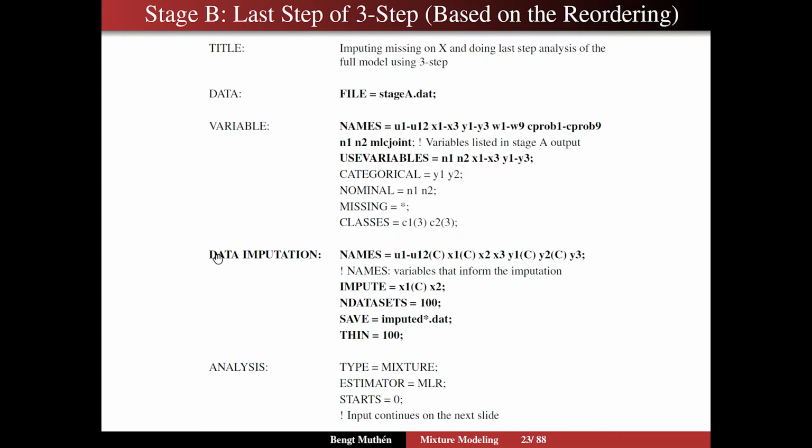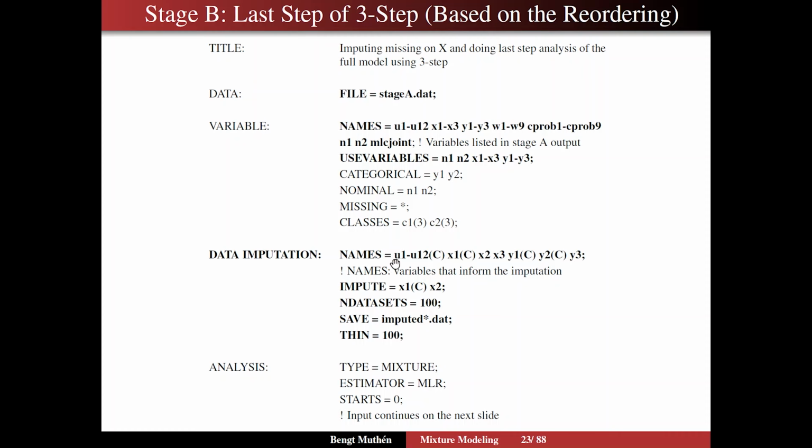Now we're going to do the data imputation step here within this stage B analysis. So we do data imputation for the X's, and I'll describe that in some detail in Webtalk 8. But essentially, here's how it works. You have a names list. That's a set of variables that you use to inform about the imputation. So they carry information that's useful in imputing. And what do we impute? We impute X1 and X2, the two missing X's.